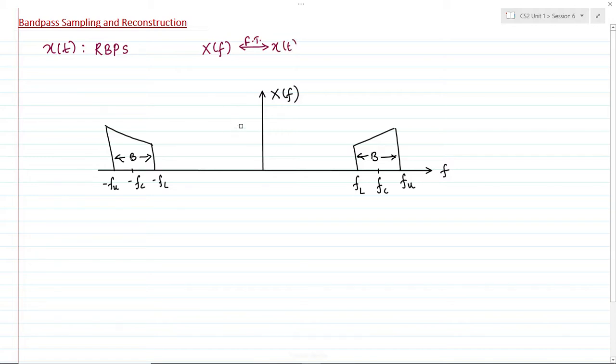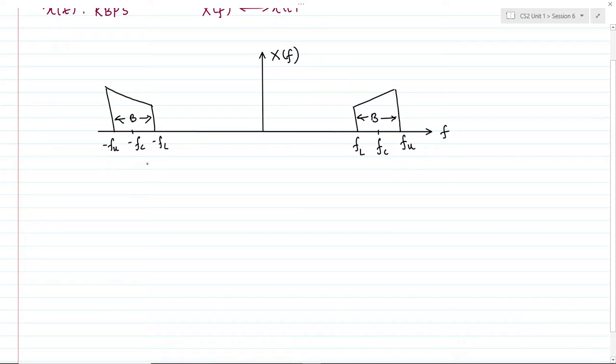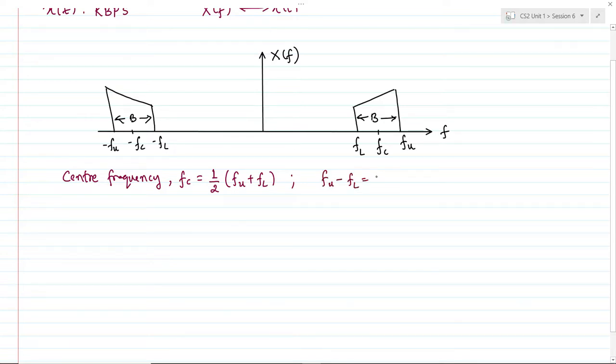So fc is the center frequency, need not be center, but eventually we take it as center frequency, which is a carrier frequency, which is half of fu plus fl, as well as the bandwidth b is the difference between the upper frequency and the lower frequency. Okay, so with this basic relation between the several parameters here, we will try to understand the sampling of bandpass signal. Now we have three options with us to sample a bandpass signal. Okay, so what are those options? There are options available to us.